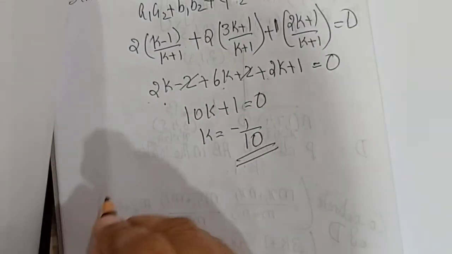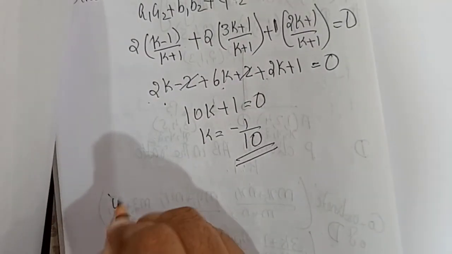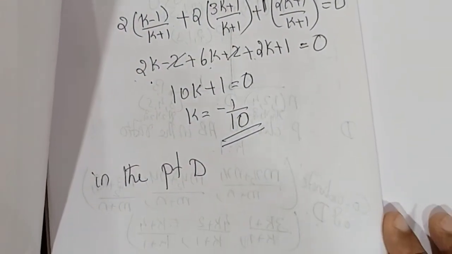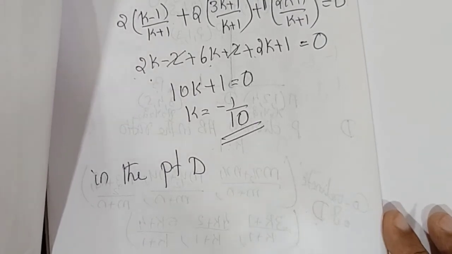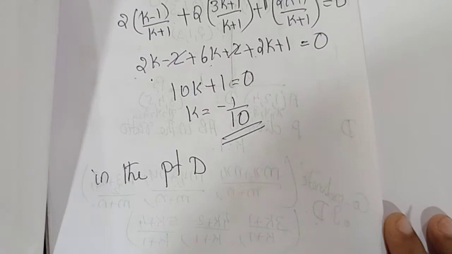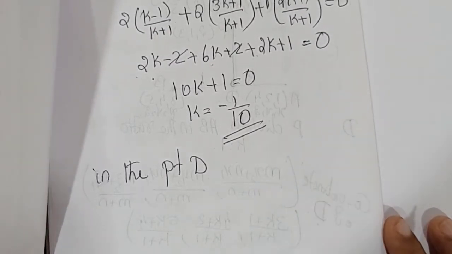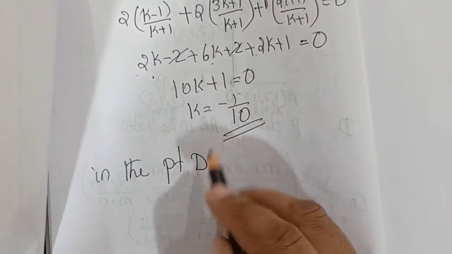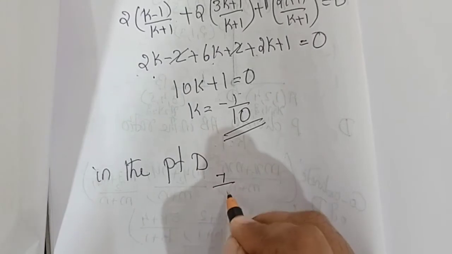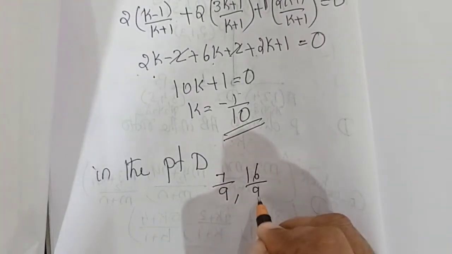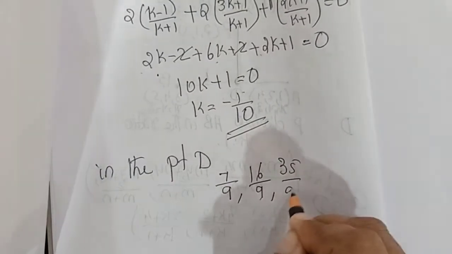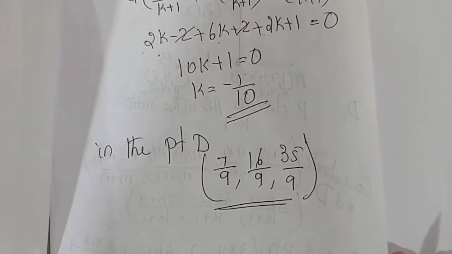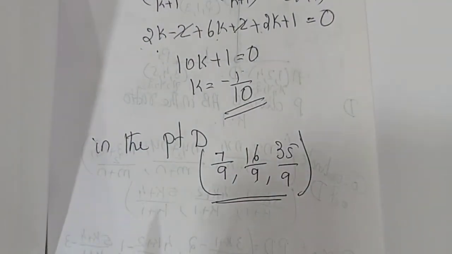Then substitute the value of K in the point D. Can you say what is the point D? D is 3K plus 1 by K plus 1, 4K plus 2 by K plus 1, 5K plus 1 by K plus 1. That is the point D. Substituting the value minus 1 by 10 there, you will get 7 by 9, 16 by 9 and 35 by 9. This is the point D. Our aim is to find the foot of the perpendicular from A to D.